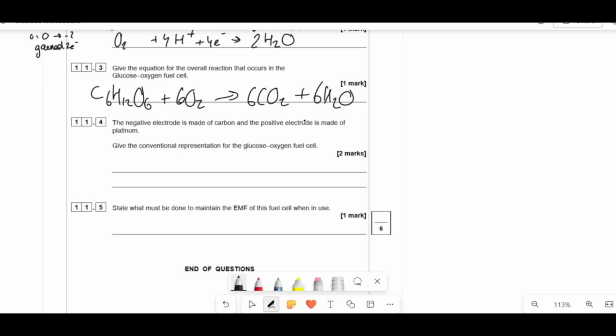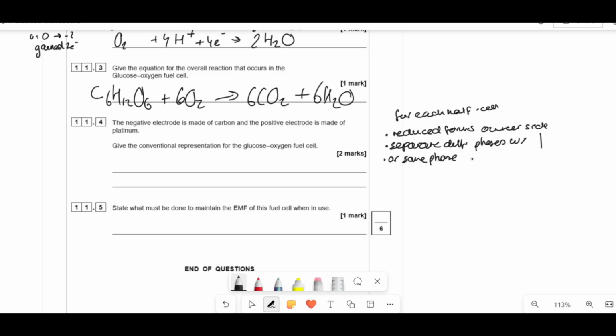Next it says the negative electrode is made of carbon and the positive electrode is made of platinum. Give the conventional representation for the glucose-oxygen fuel cell. Fine. So the rules for conventional representation is that the reduced forms, this is for each half cell. So the reduced form goes on the outer edge, or the outer side, and the oxidized form goes on the inner. You separate different phases with a straight line like this, or if it's the same phase, you put a comma, right? The other rule as well, though, if you're using electrons for the same phase, is you should also add a line to the outer part for the electrode as well.